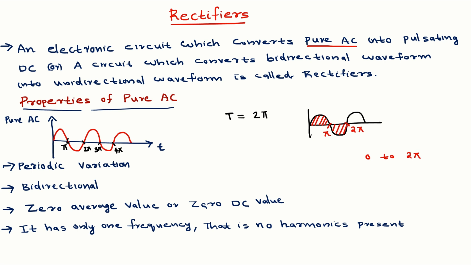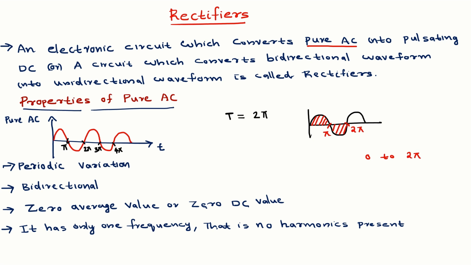The average value of a signal can be found by integrating the signal over the full time period, or over the fundamental time period. Here I am integrating the signal with the limit 0 to 2 pi. If I integrate the signal from 0 to 2 pi, I will get the answer as 0. So I can say the given waveform has 0 average value, or 0 DC value.